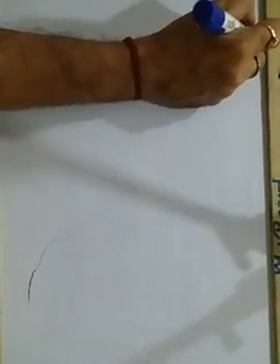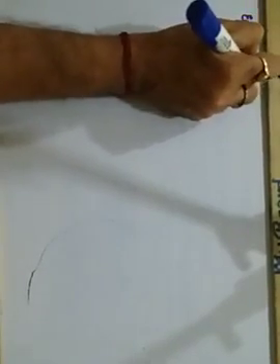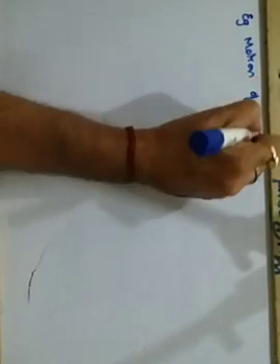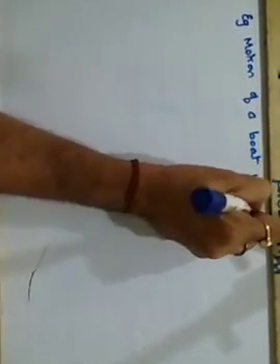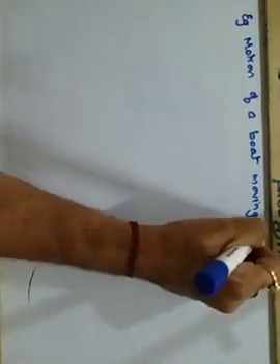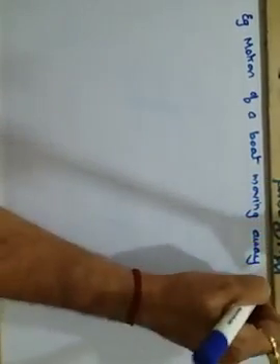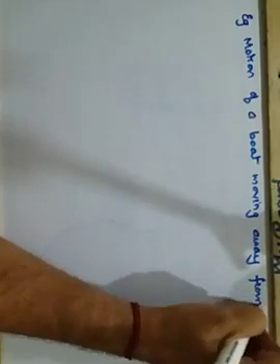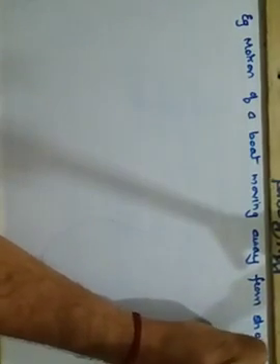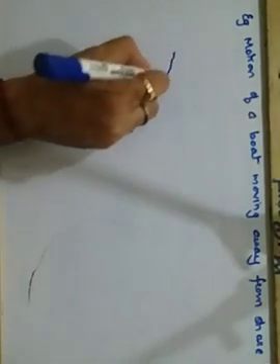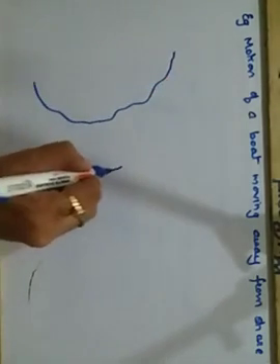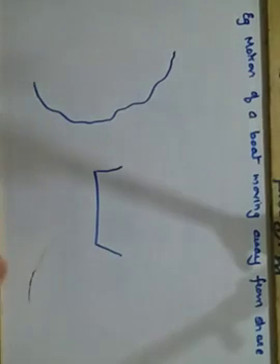Next example we take is about the motion of a boat moving away from the shore. What happens over here? Here is a shore and here is a boat which is stationary.